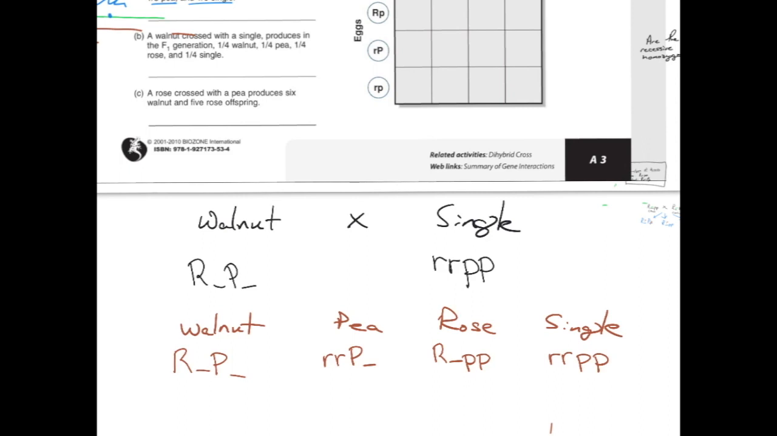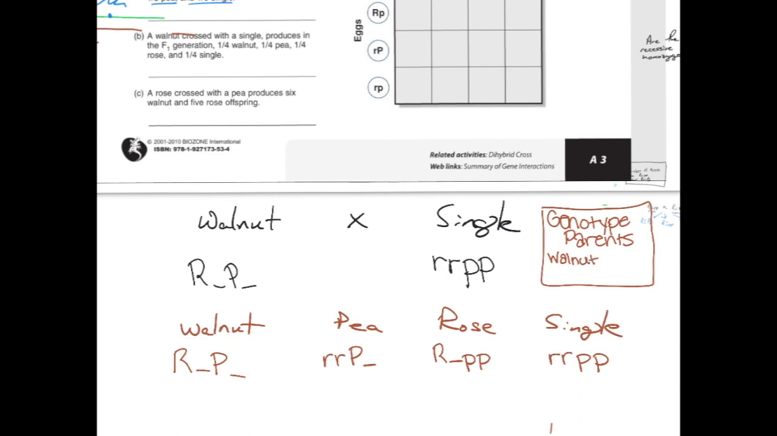So write down a little square, genotype of parent. You know, one is walnut. It's small. Nice handwriting. I've always been impressed with you.